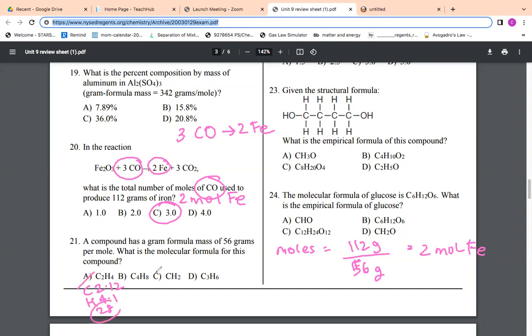So it's not A. Choice B, we've got 4 carbons, each one is 12, so that's 48 coming from the carbon. And 8 hydrogens, that's just a total of 8 because each one is 1. You add this up and this is 56. So it's going to be B. You can also find the gram formula mass for C and D, and you'll see that it will not equal 56. You can try that out on your own if you wish.